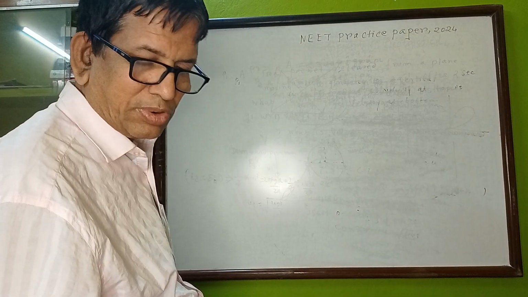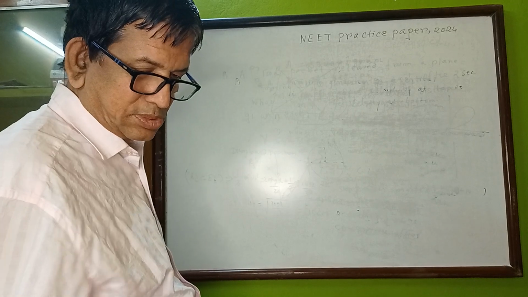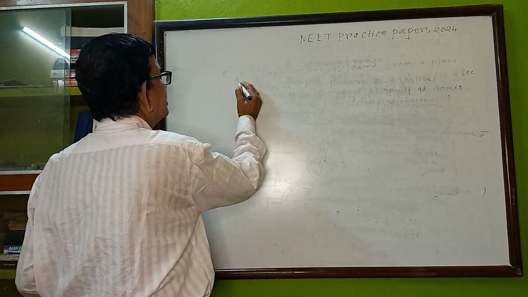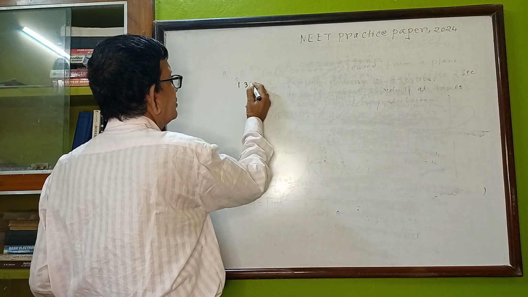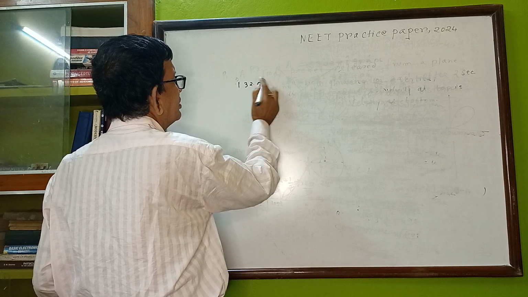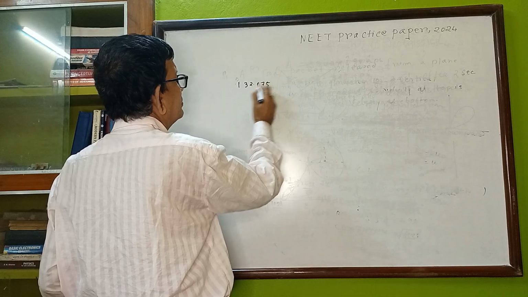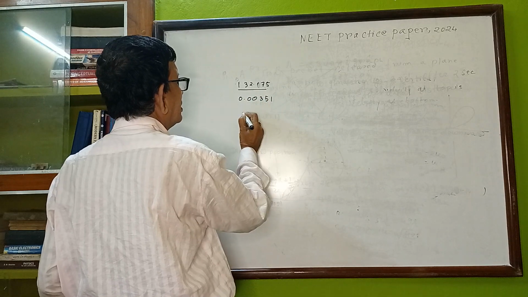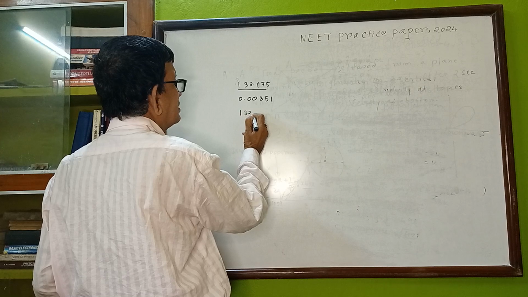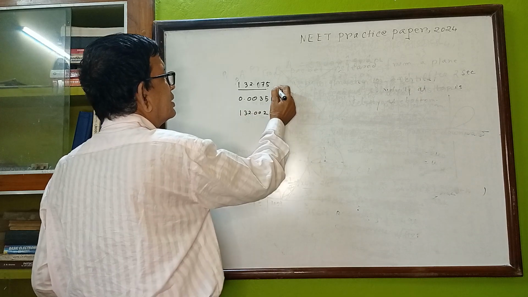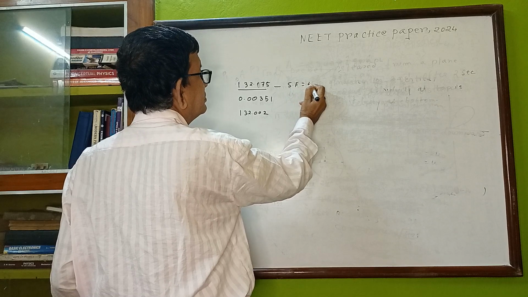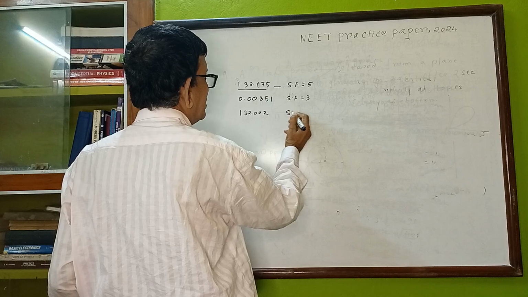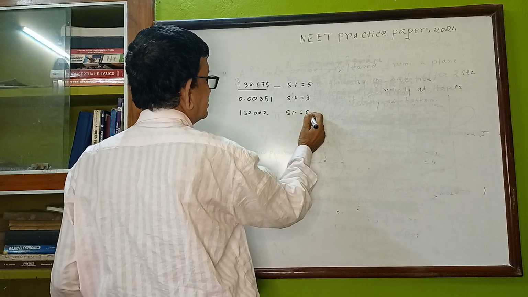Next, I shall write down some formula. I am giving you some formula. Suppose 132.0575, 0.00351, or 2.002. Here the significant figures are 5, 3, and 6.